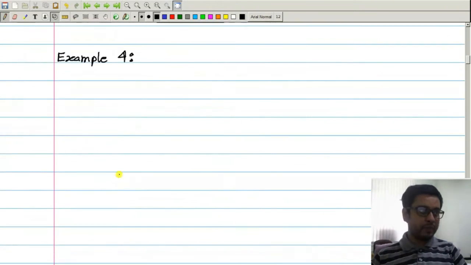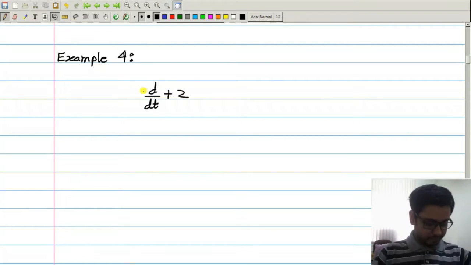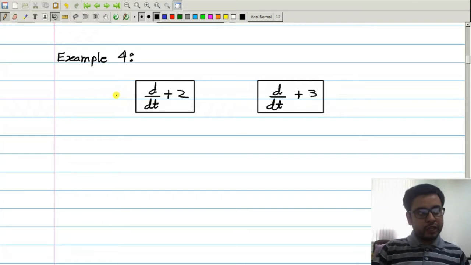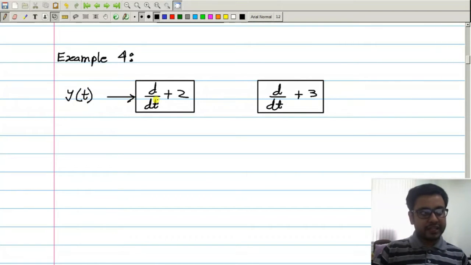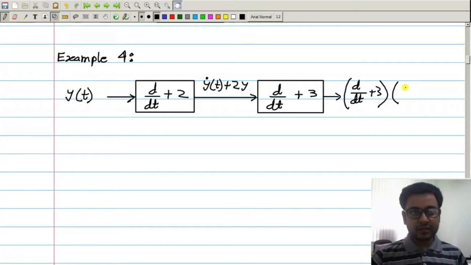Now look at the fourth example of combining operators. This time we shall take the operator d dt plus 2, which we have discussed before, and combine it with another operator, say d dt plus 3. We will combine them in cascade, such that the signal y of t is first acted on by d dt plus 2, and then we will get y dot plus 2y, and then the second operator will act on this result. So finally we shall get d dt plus 3 acting over this term, that is dy dt plus 2y.